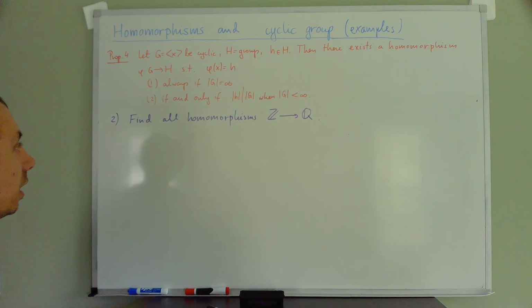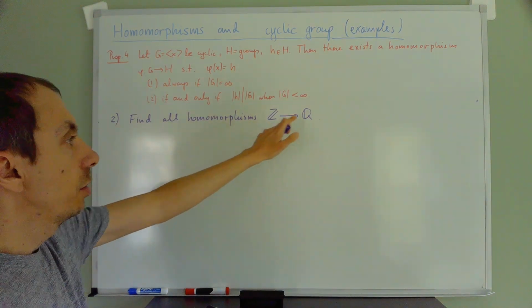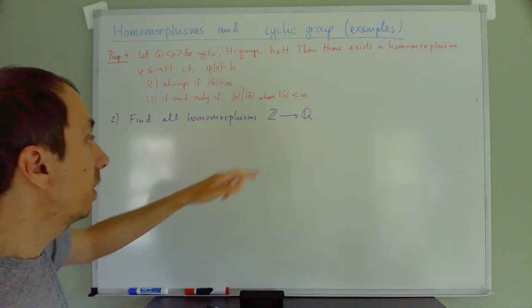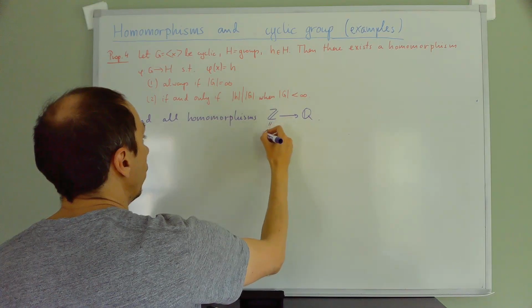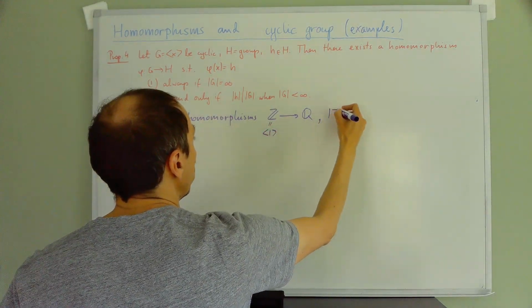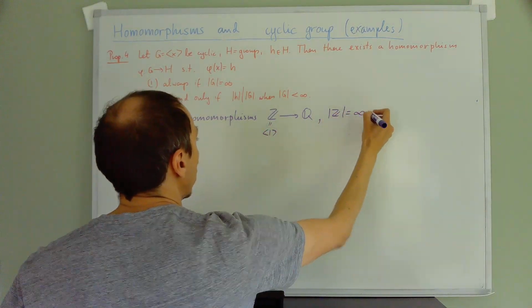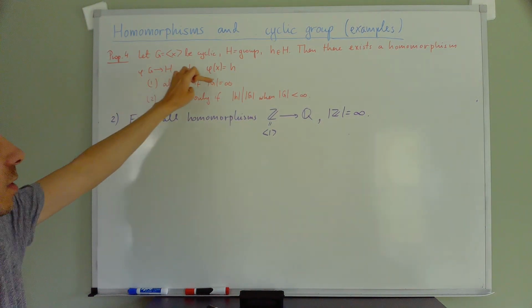So let's try to apply it. Let's start with the following problem. Find all homomorphisms from Z to the rationals. This is a group under addition, this is a group under addition, and this group is cyclic, generated by 1, and the order of Z is infinite. So that means I'm in this first situation.